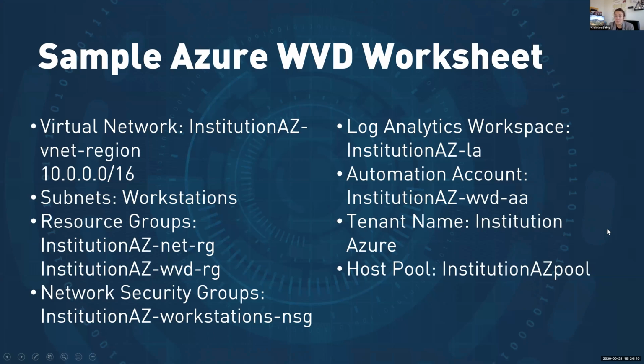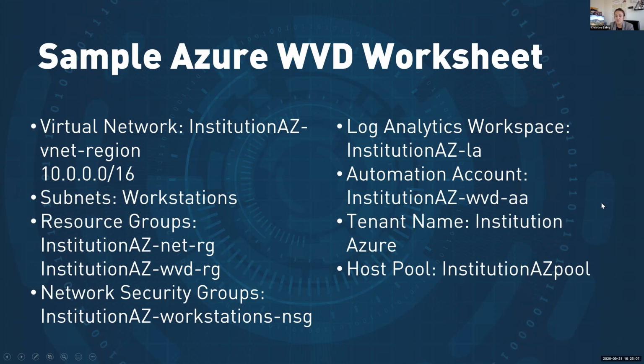And so the sample worksheet that we spoke about in the earlier slide, this is a high level of what we're looking for here. We have a virtual network and we've named it Institutional AZ, and we're looking at that 10.0.0. Again, this is the default network. A couple of things that catch people up: look at your on-premise internal networking scheme and make sure there's not going to be a conflict with your Azure networking scheme. Subnets, we have one set up for workstations.